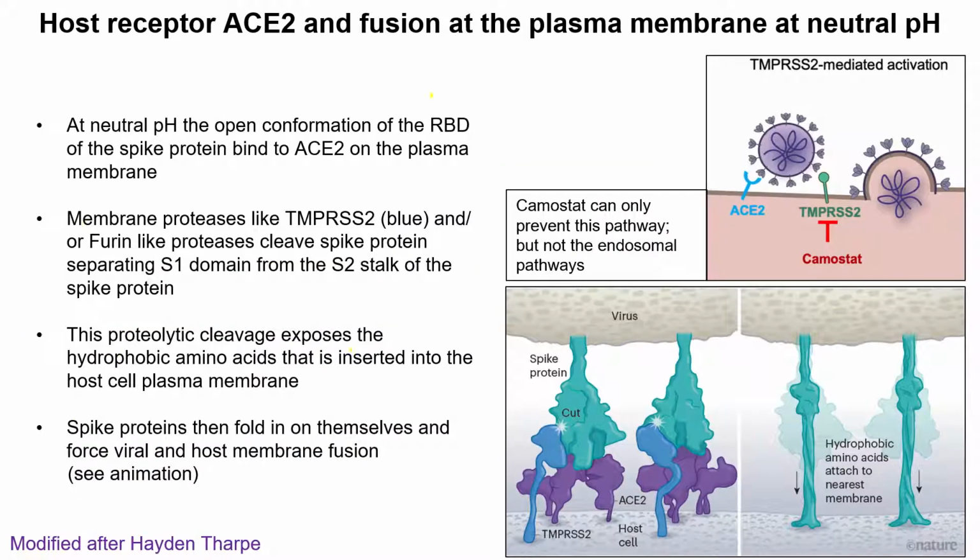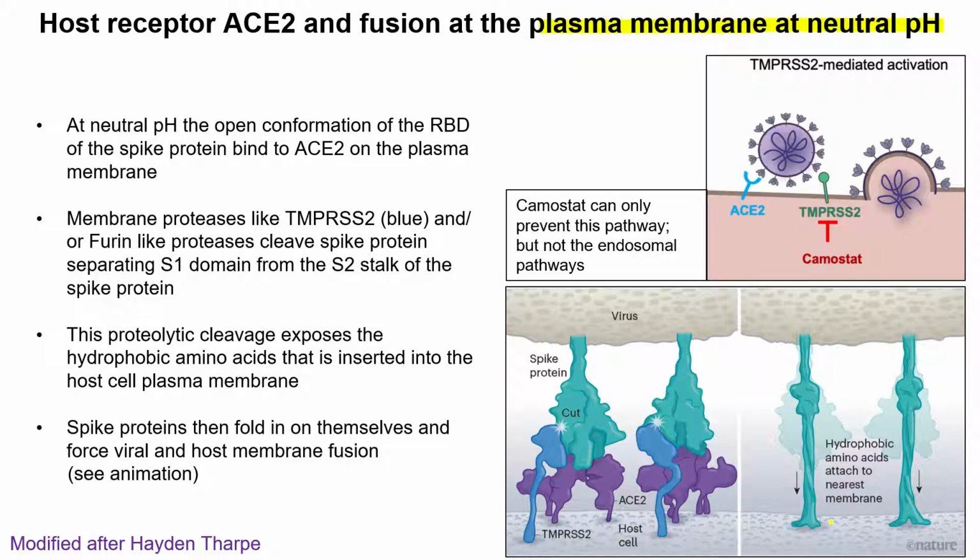So here what happens, we are looking at the plasma membrane at the neutral pH. We are going to look at the animation right here. You have the virus. This is S1, S2 together. It locks onto ACE2, and TMPRSS2 is being shown right here. That could be a furin. It cuts this piece out, and the S2 stalk unfolds, inserts onto the membrane and pulls these two down.